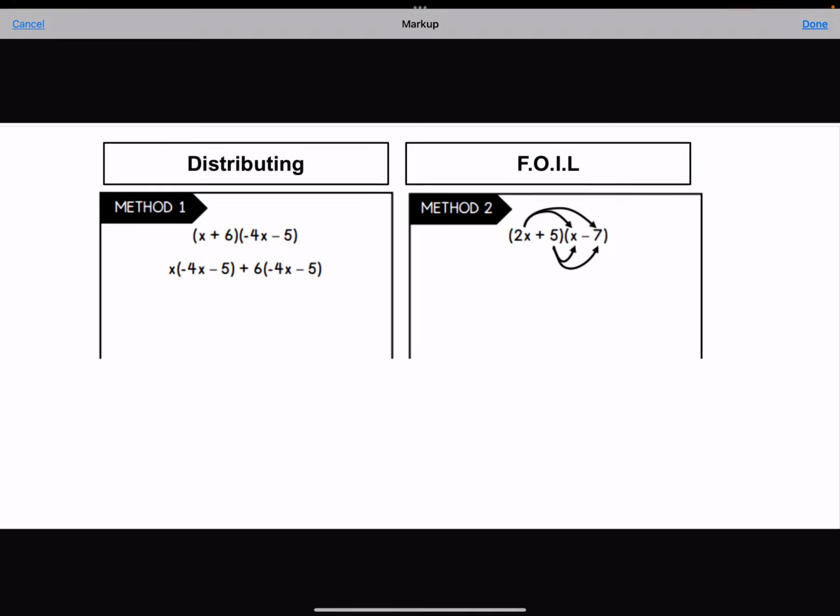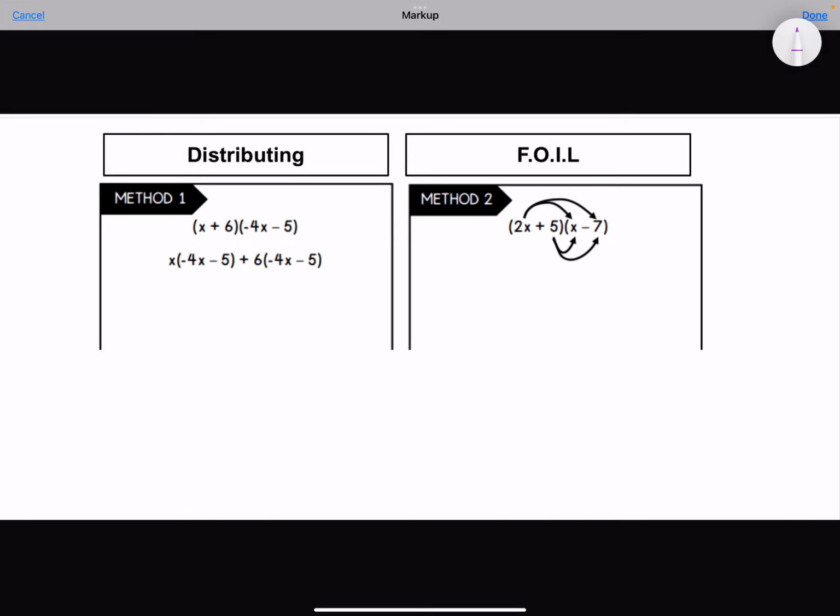Okay, so we have two more methods, and to be perfectly honest, I do not like the distributing, because it gets kind of messy, I think.